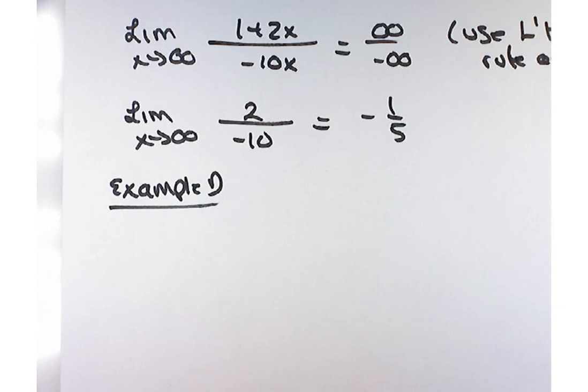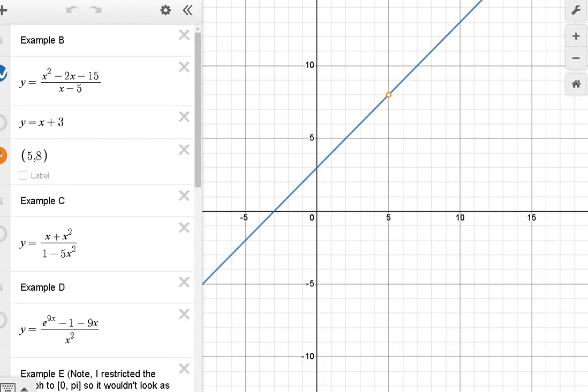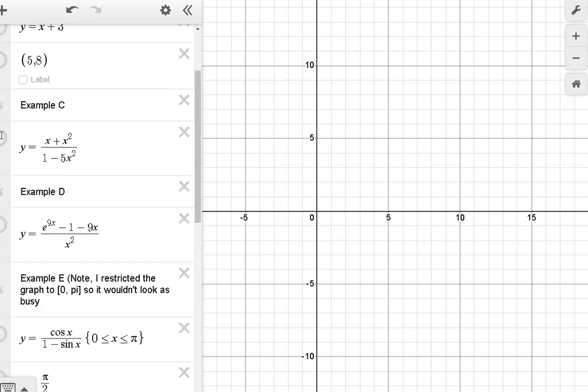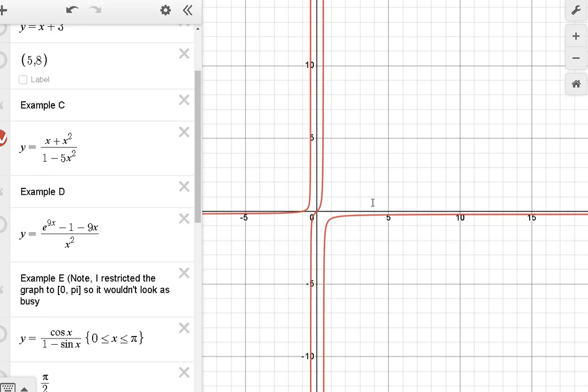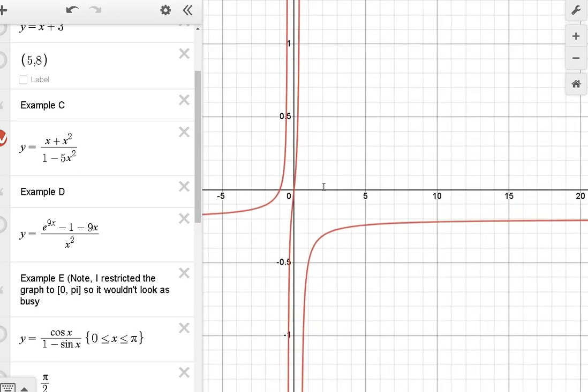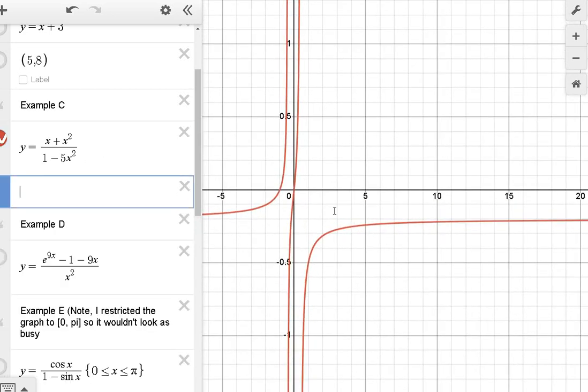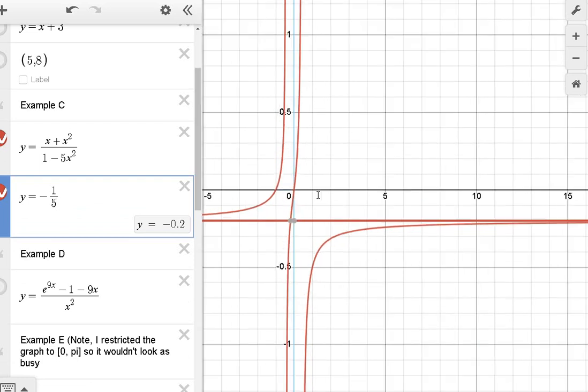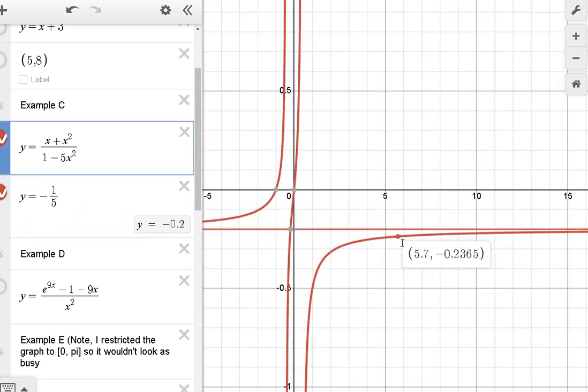Let's take a look at example D. By the way, I should probably also take a look at some of these graphs. I think I've got these graphed for us. That would be here. So let me shut this off. Take a look at example C. For example C, we want to look at essentially what's the horizontal asymptote. So let me zoom in a little bit here. We're looking at the graph as x approaches infinity, and that should be getting close to the graph of y equals negative 1 divided by 5. And if you look here, it looks pretty good. Our graph is getting closer and closer to that line. So beautiful.